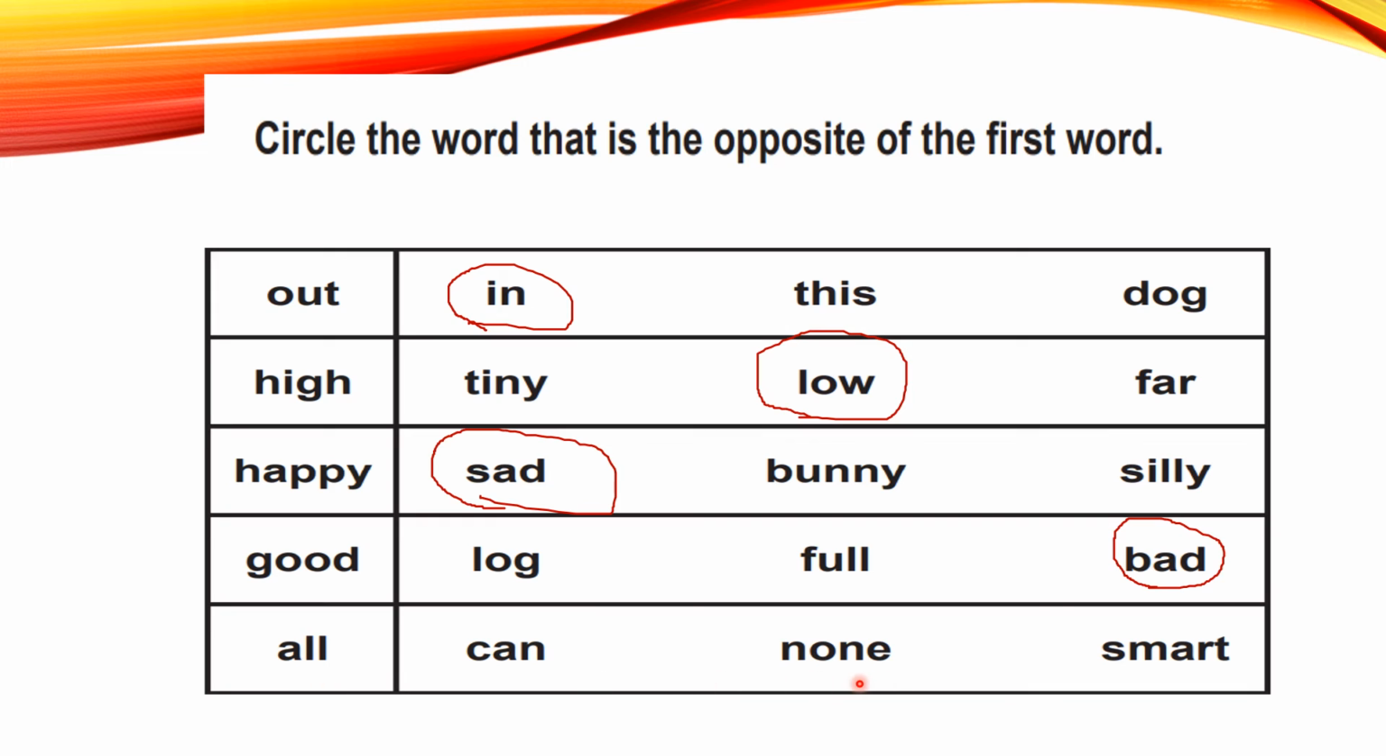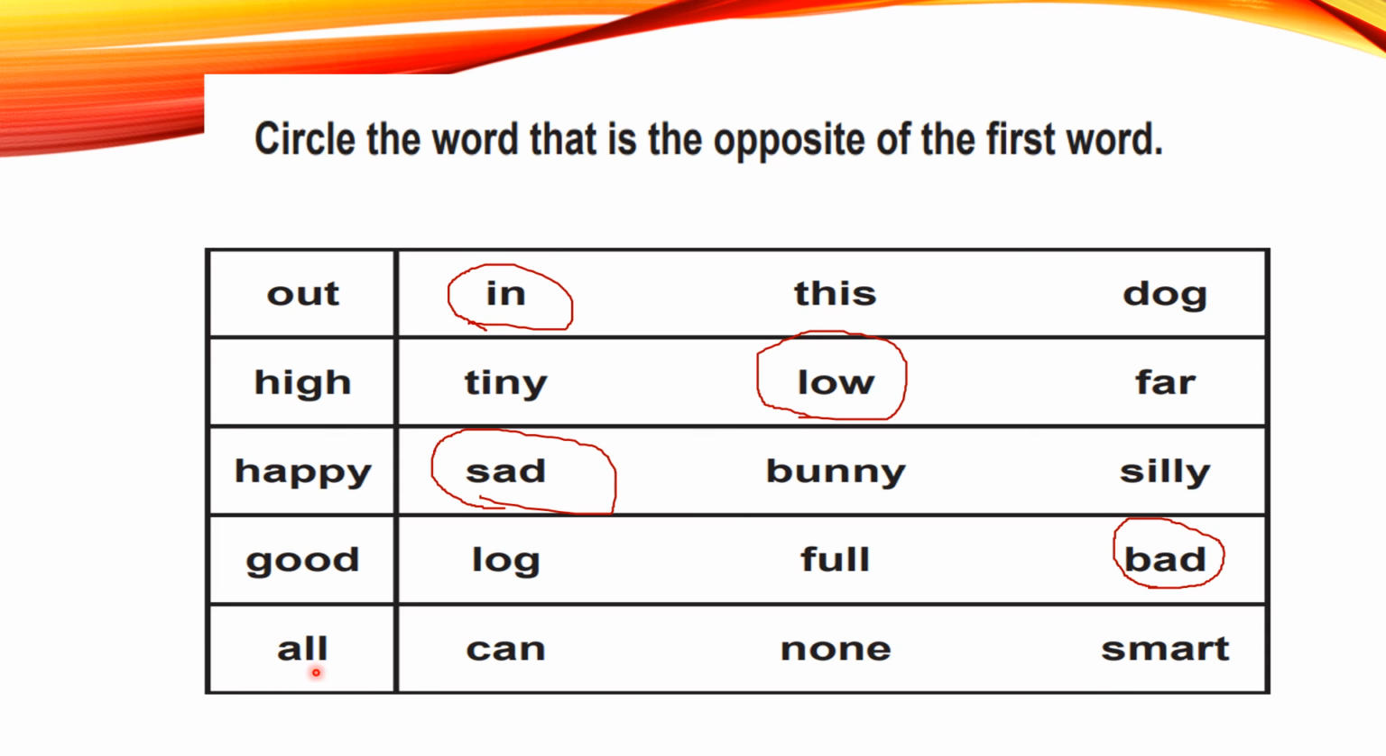The opposite of all is none. Can, will it come? Can, will it come? Can, ban, pan, man, these all will come in rhyming words. Again, log will come in the build words, that is in phonics. This will come in rhyming words. Right? Now we will see this one. Smart. You are a smart boy. You are a smart girl. The opposite of smart is silly. They are not doing as smart as you.